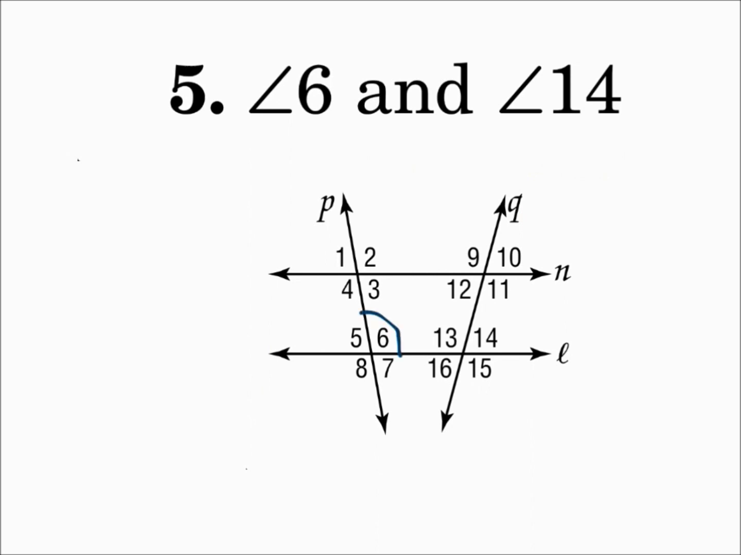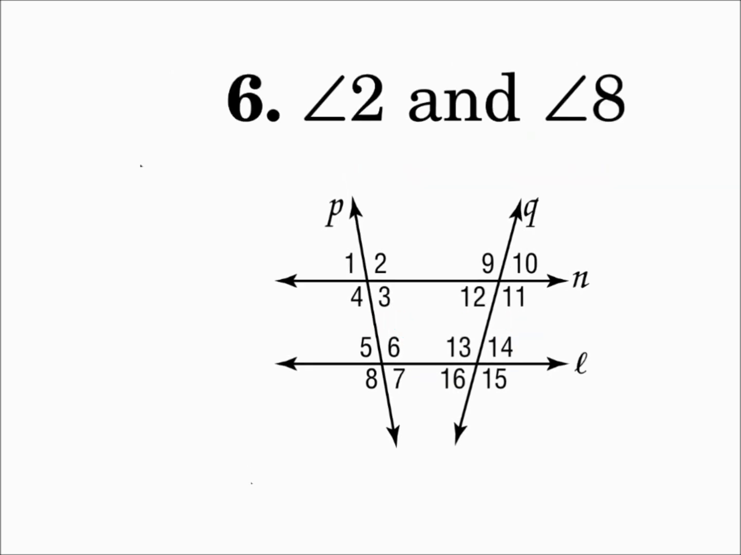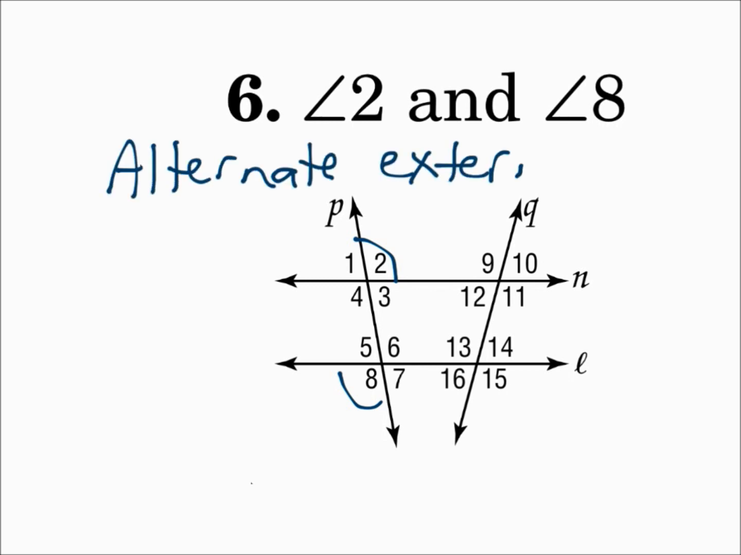Number 5, angle 6 and angle 14. Well, those are on transversal L, and in their group, they're each in the top right. When they're in the same position like that, they're corresponding angles. Number 6, angle 2 and angle 8. Those are on transversal P, and they're outside the two lines on opposite corners. That's alternate exterior.